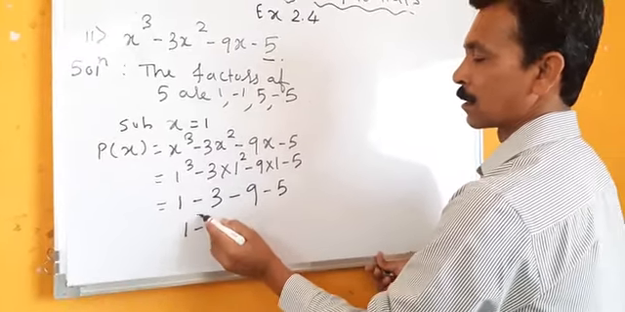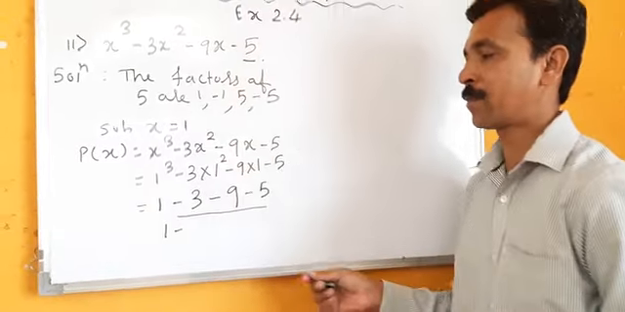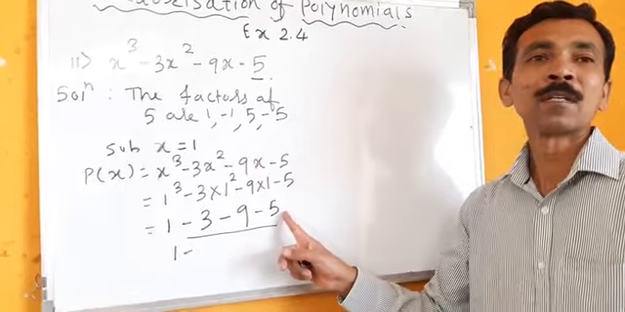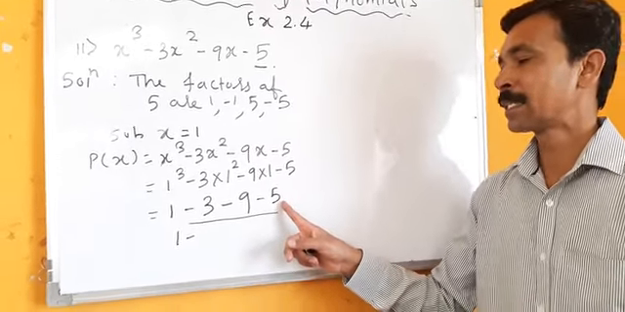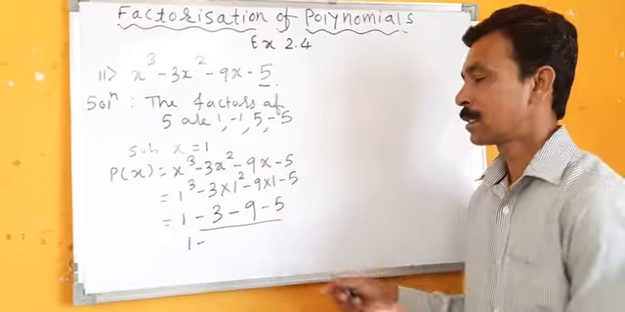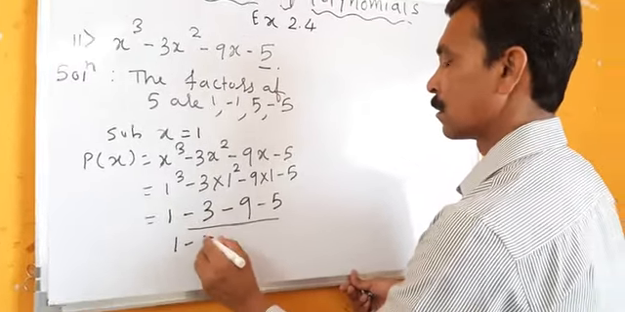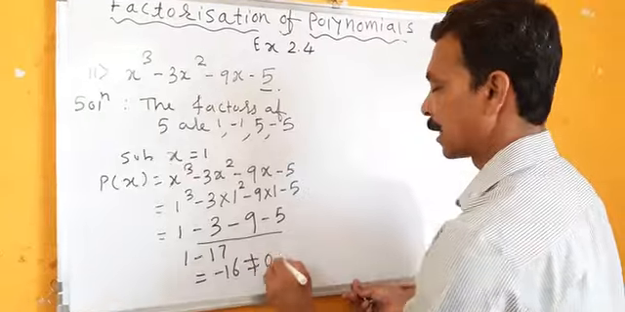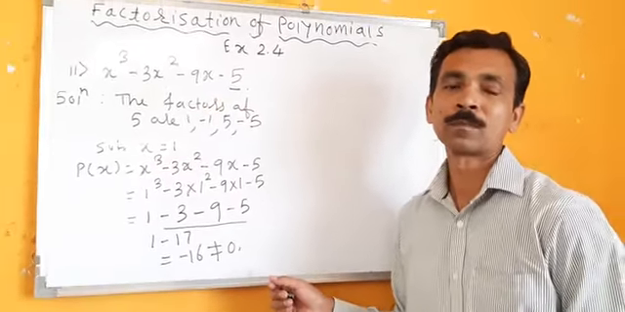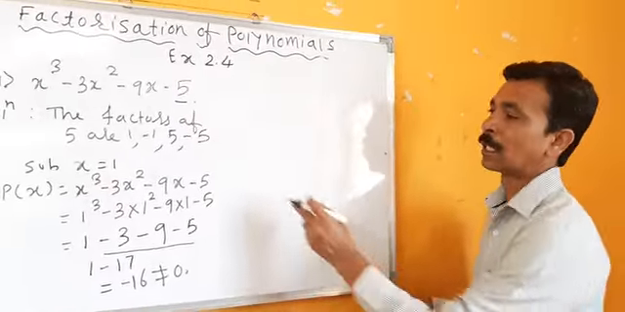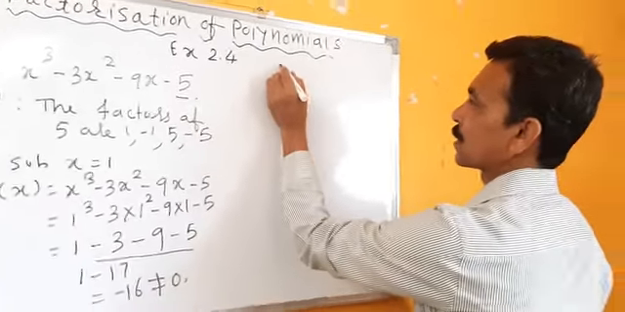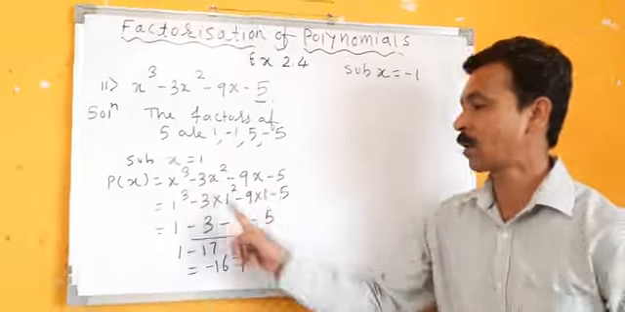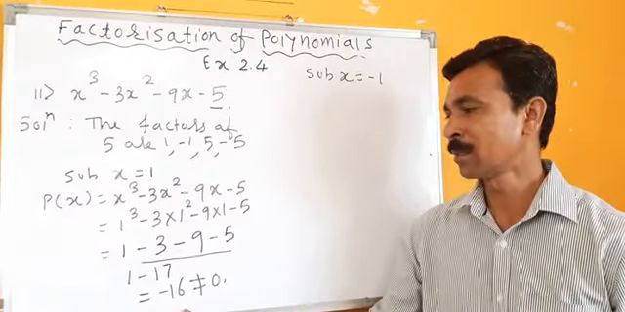1 minus 3 minus 9 minus 5. Minus 3 minus 9 is minus 12. Minus 12 minus 5 is minus 17. Right? Which is equal to minus 16, but it is not equal to 0. Now what I'll do, I'll take the value of x as minus 1, because we have taken 1, but the remainder has not come 0.